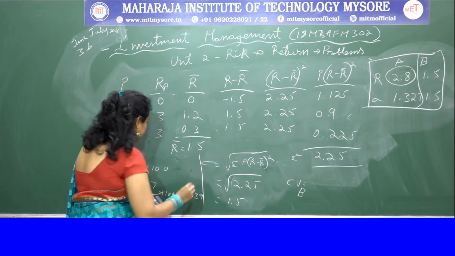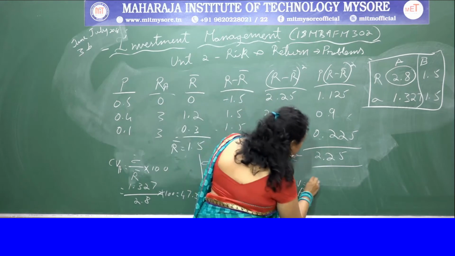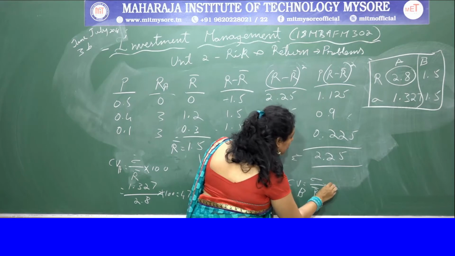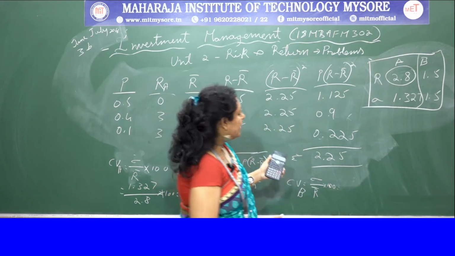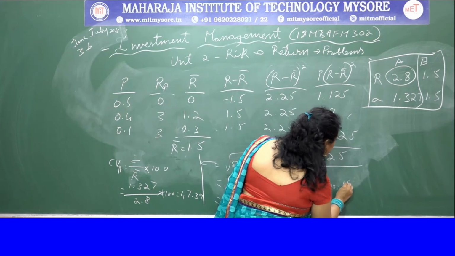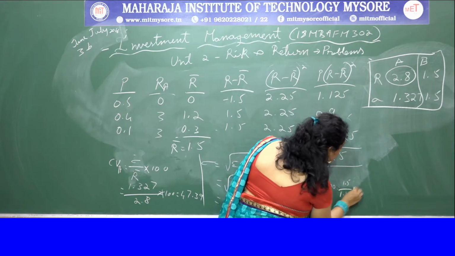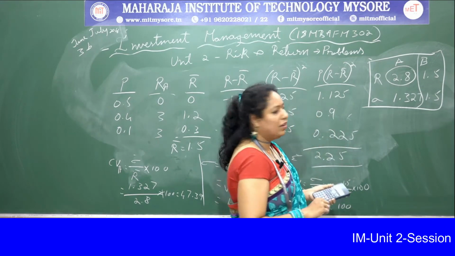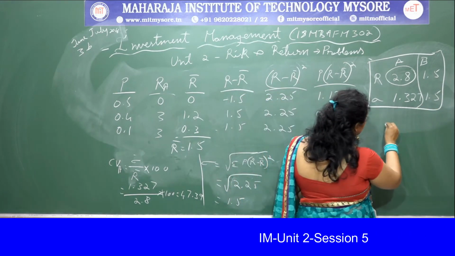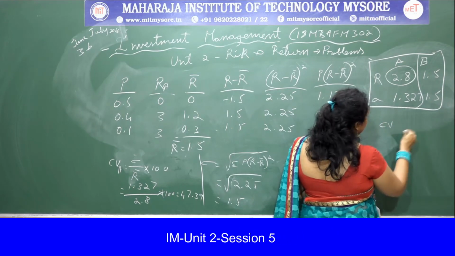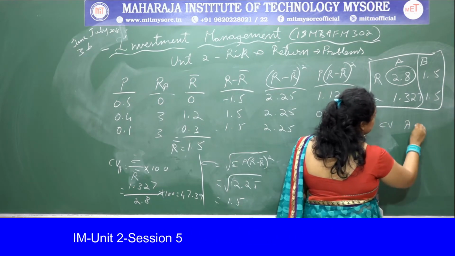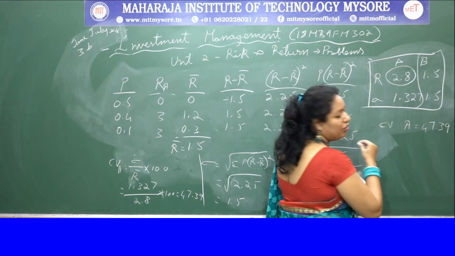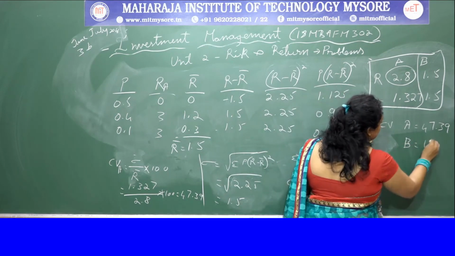Okay, you get 47.39. In the same way, if you have to do standard deviation divided by mean into 100. So here the standard deviation is 1.5 divided by mean is also 1.5 and 100. So your answer is 100. Okay, so I'll write the CV here. CV of A security is 47.39, and of B security it is 100.